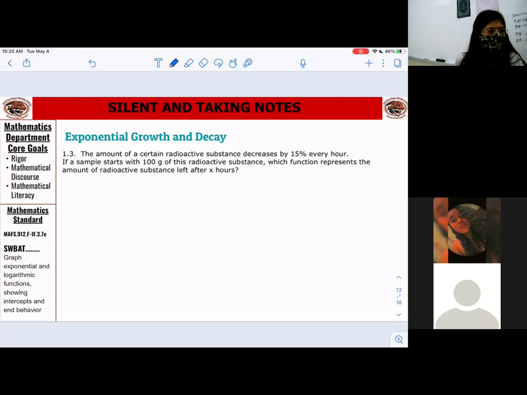The amount of a certain radioactive substance increases by 15% every hour. If a sample starts with 100 grams of this radioactive substance, which function represents the amount of radioactive substance left after X hours?